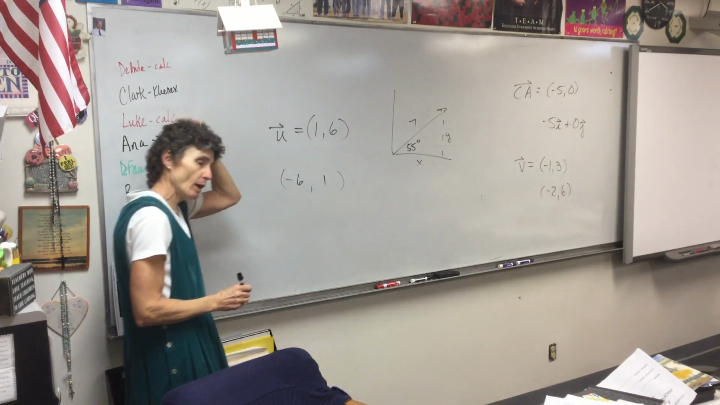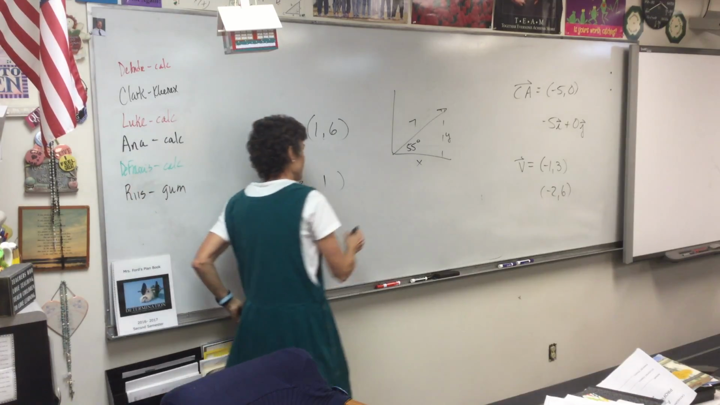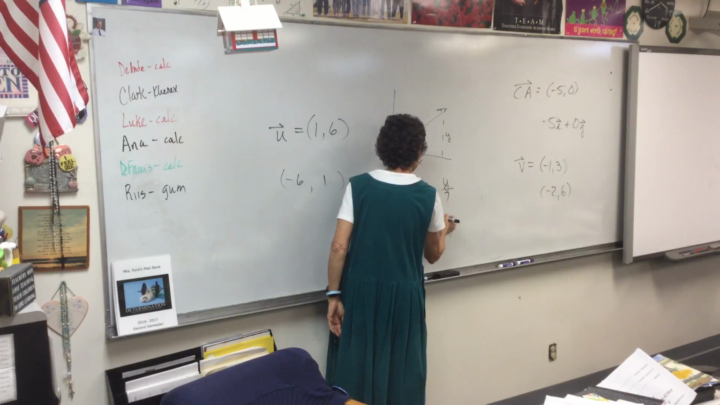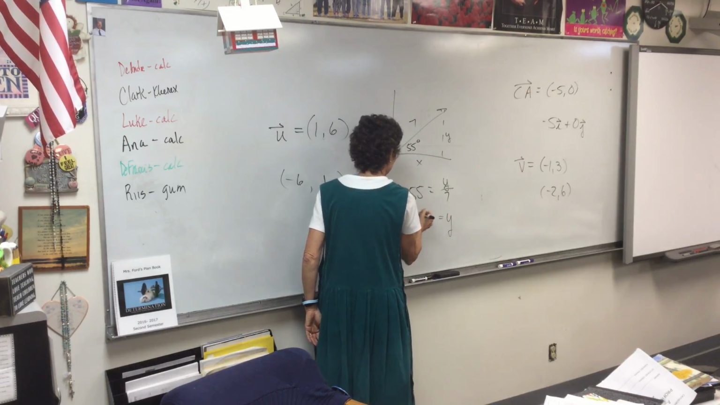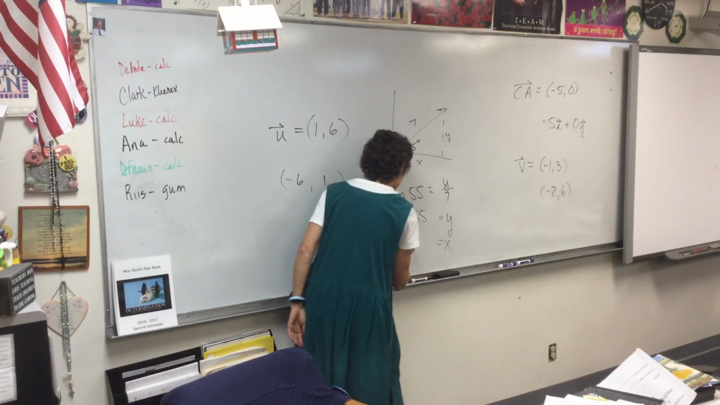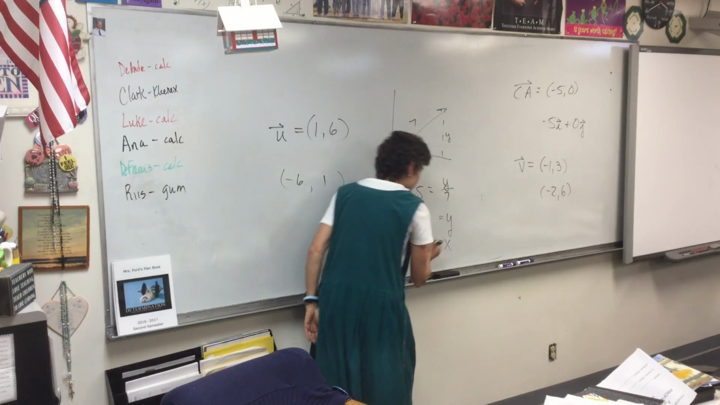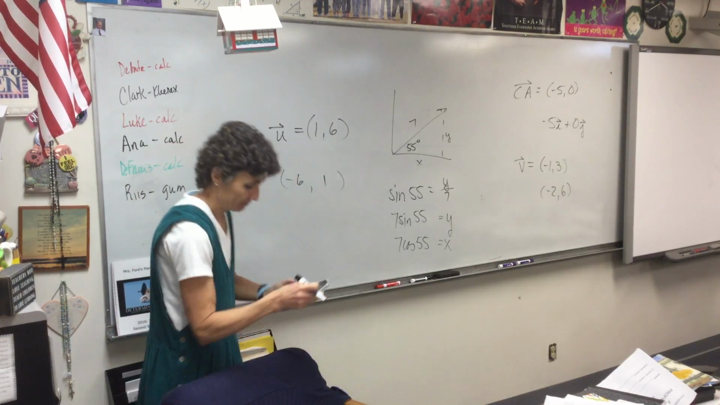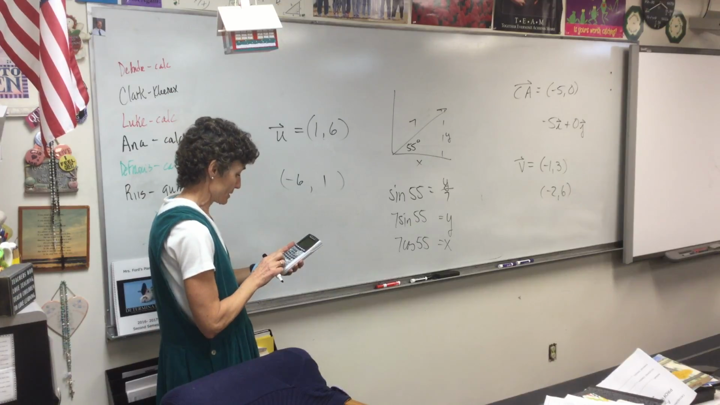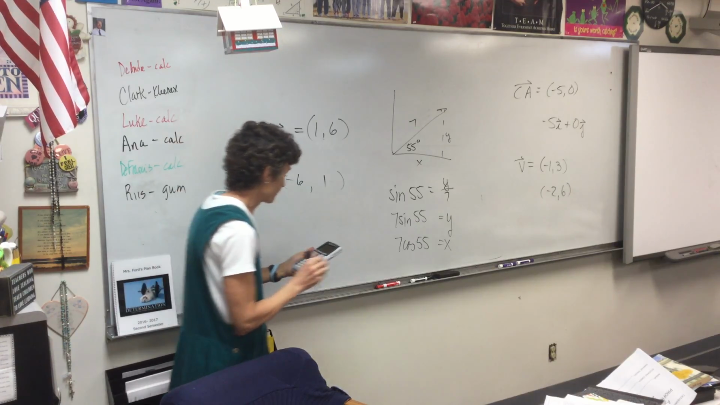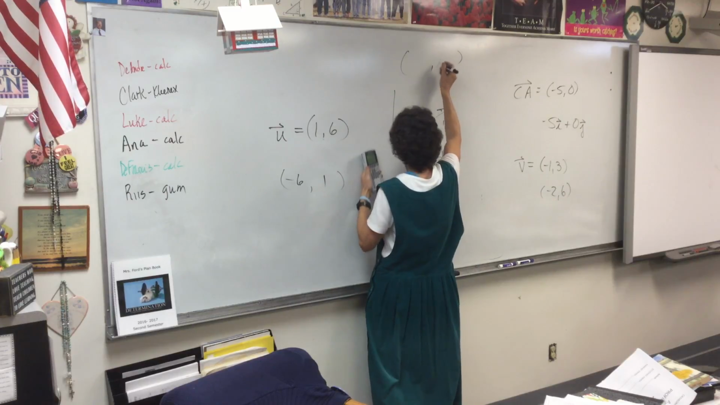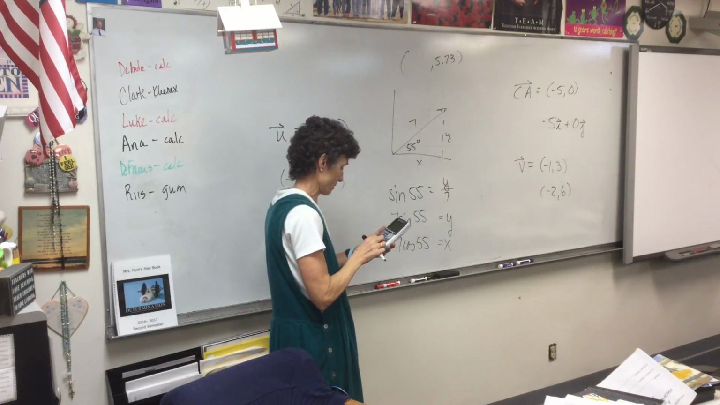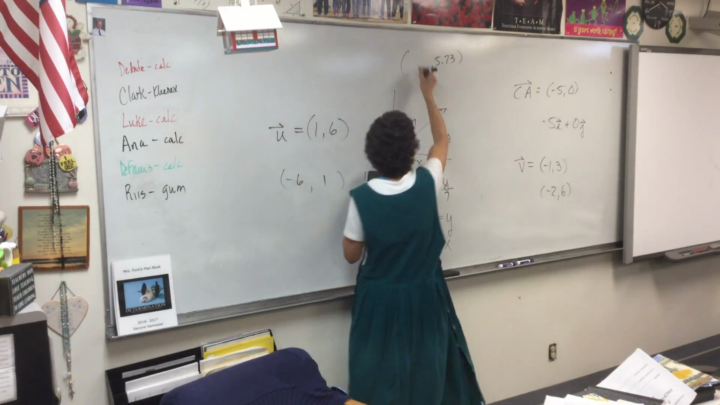How can I find x and y? Sine 55 equals y over 7. So y equals 7 sine 55. And x is going to be exactly the same thing, except x is cosine. So you're looking for components. So y is 5.730. And x is 4.02.